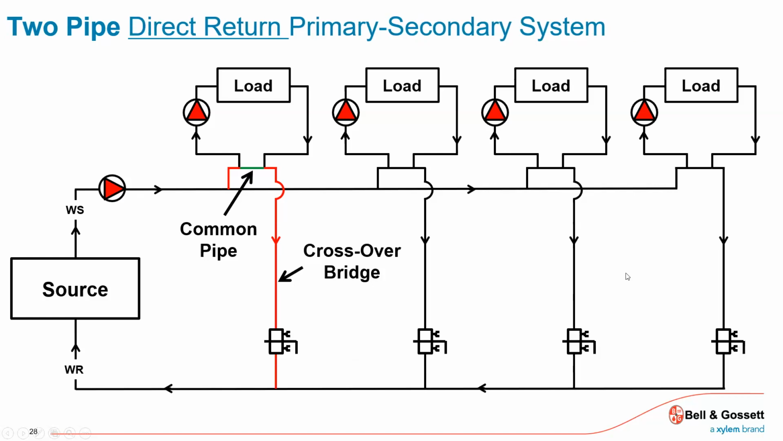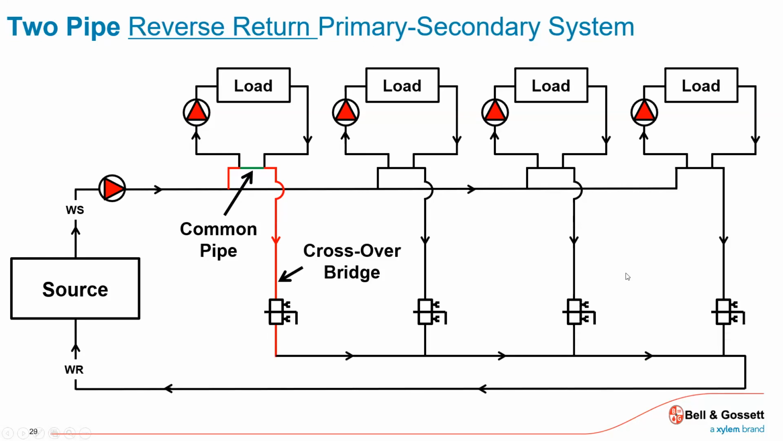If I stay with this 2-pipe direct, I really got to do a good job with these balance valves to make sure I don't short circuit over pump my closer zones, my closer buildings, and then starve my far remote. One of the ways is if I introduce that reverse return, I provide a little bit of balance. So I'm feeding each building fairly close to what it needs.